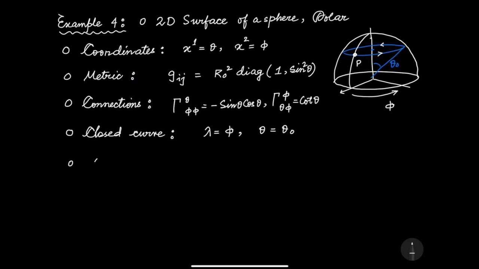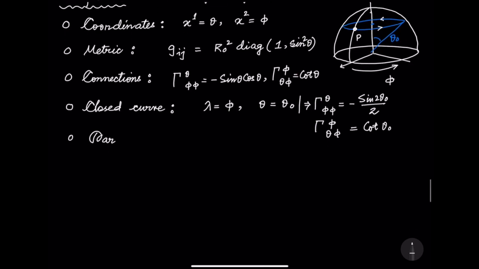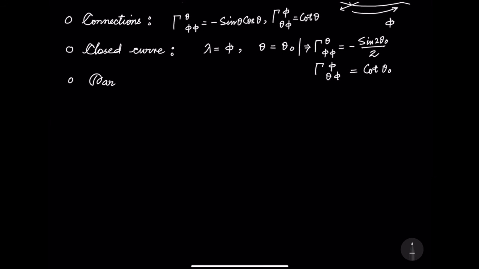Okay, so let's do the parallel transport. Here things are completely non-trivial. One thing that happens immediately is that the gammas become constant along this curve. So gamma phi phi theta is sine 2 theta naught by 2, and gamma phi theta phi is cot theta naught.